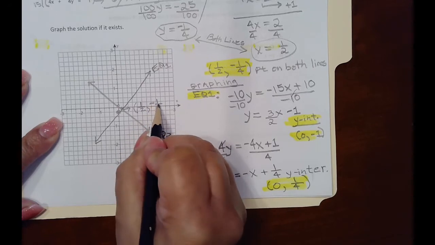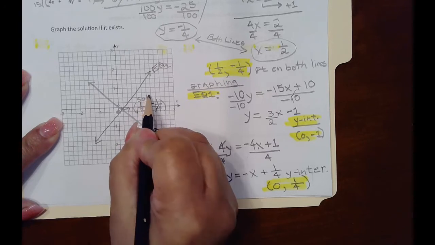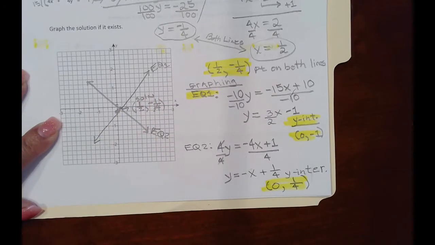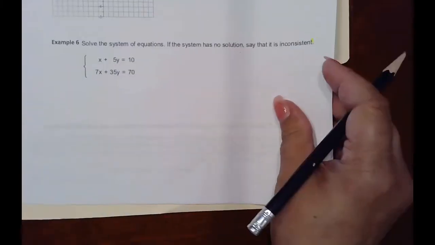-1/2, -1/4. That happens to be the solution to the system. The point of intersection, right where they intersect, is the answer to the problem, which you can find algebraically, but you can also draw it. Okay, moving on to example 5.